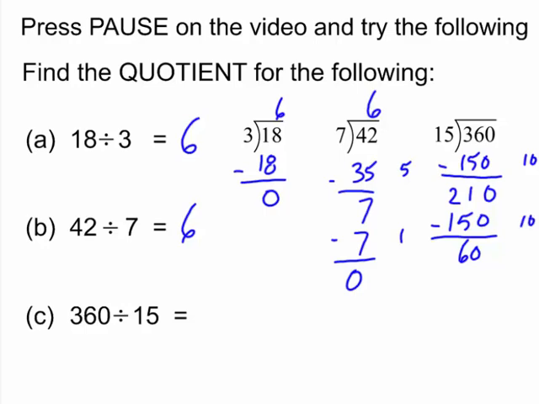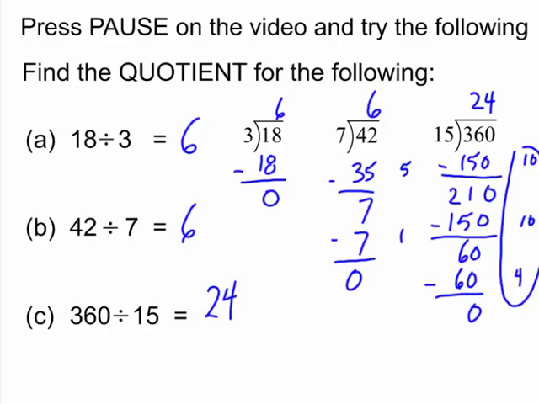And then I might recognize that I can have 4 more groups of 15. And if I subtract those, I have nothing left over. So when I total up the side here, I have 24 as my final answer. So 360 divided by 15 equals 24.